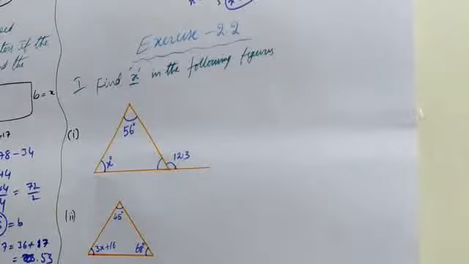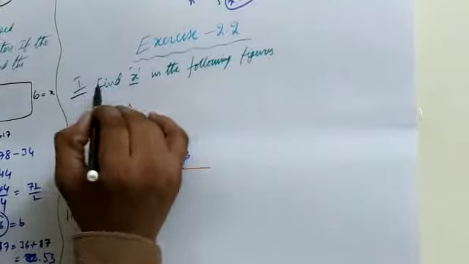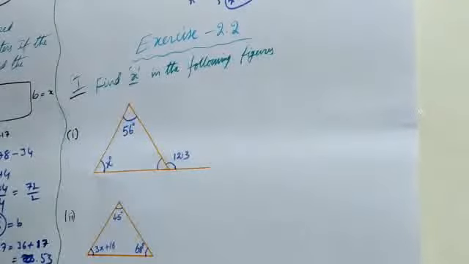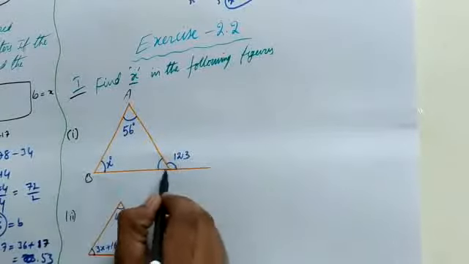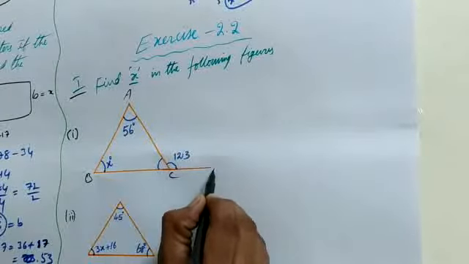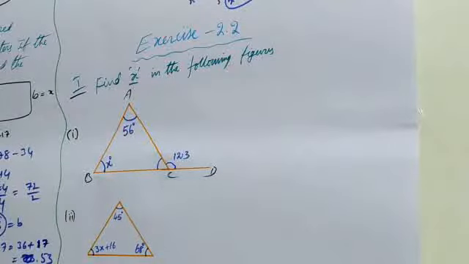Here is Roman 1. Find the x in the following figures. See the diagram, with angles 56, x and 123. Here the vertices are, for example, A, B, C, D.